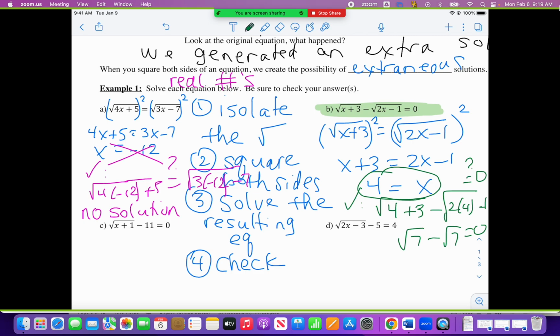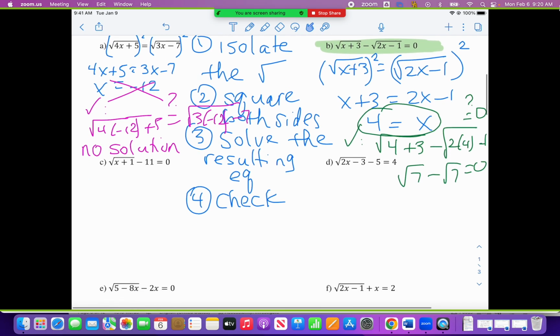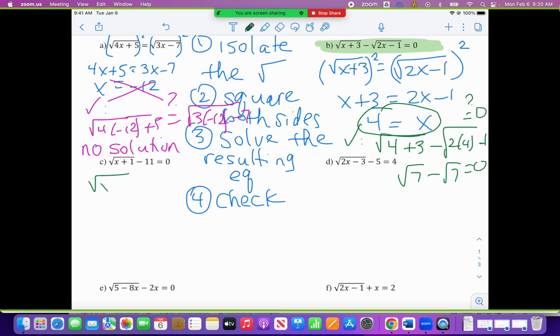Something different happens here. Nick, what's different about letter C than A and B? There's only one square root. Good job. There's only one square root. So, Mackenzie, what do I need to do to isolate the square root? Yes, you're going to add 11. And so do you see when I add 11, then I do have the square root alone.